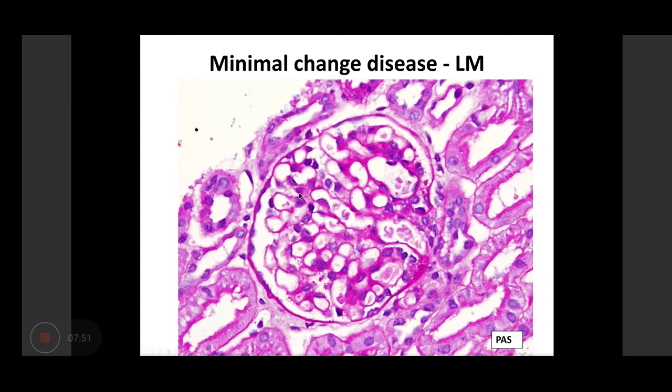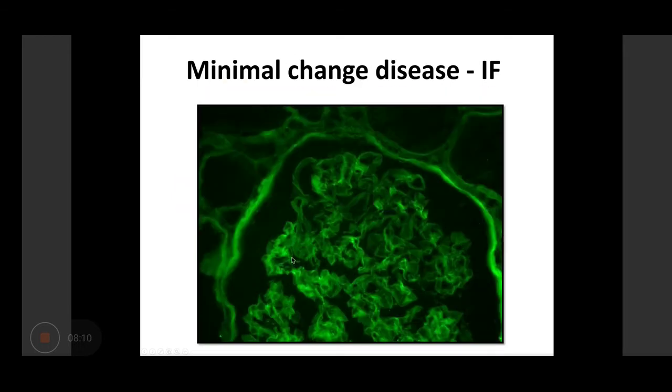Absolutely unremarkable. The mesangium nowhere shows an increase in cellularity. Maybe this one small focus over here, but otherwise unremarkable. The tubules show the presence of these protein reabsorption granules, which look like these small pink droplets. On immunofluorescence, all the immunoglobulins and complements are negative.